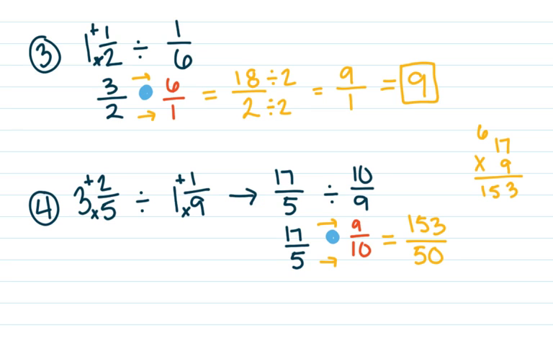Now that is definitely an improper fraction, so I'm going to ask myself, how many times does 50 fit into 153? And that is 3 times. 50 times 3 is 150, so that means that I'm going to have 3 out of 50 left over, and that is going to be my final answer. It's already reduced to simplest terms, so I am good to go there.